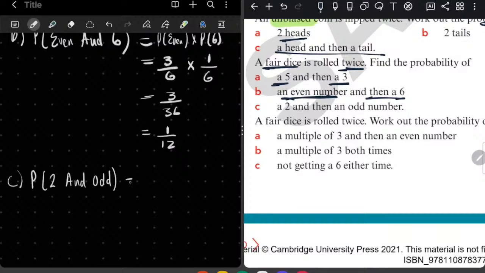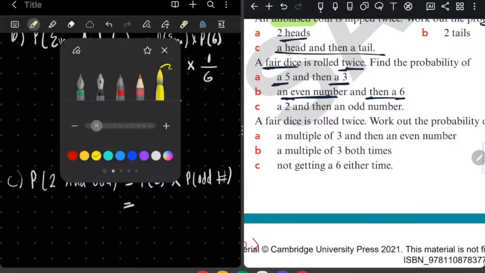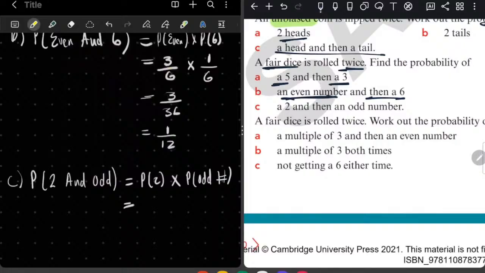What does this mean when we say a 2 and an odd number? Probability of 2 times probability of an odd number, right? What is the probability of a 2? How many faces have a 2 on it? Probability of a 2 is what? 1 over 6. Well done. Out of 6 in total.